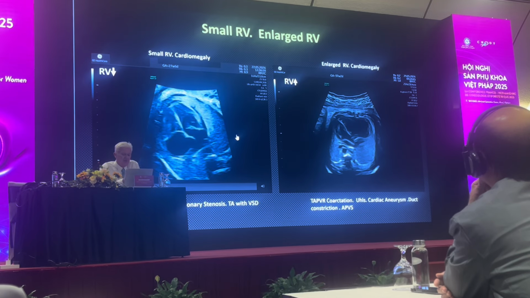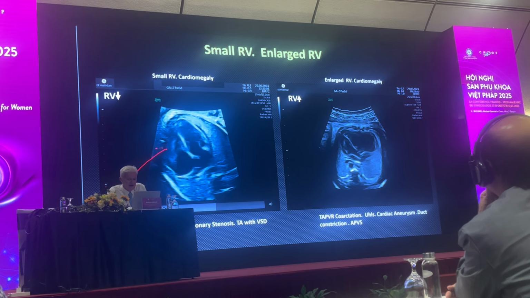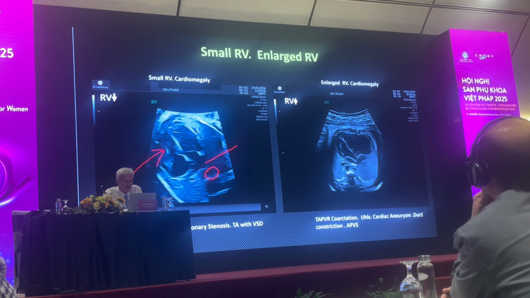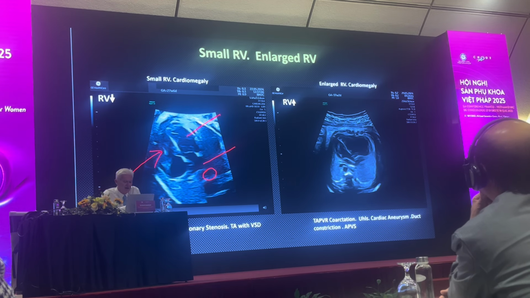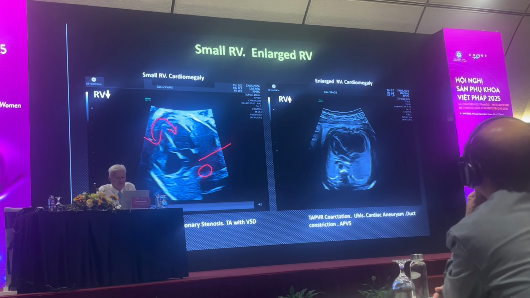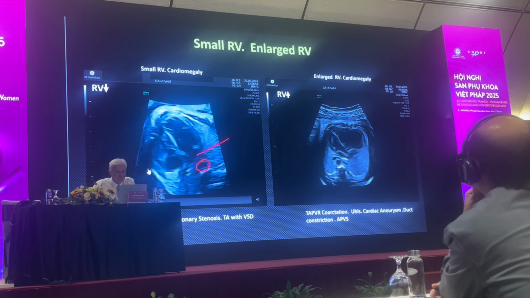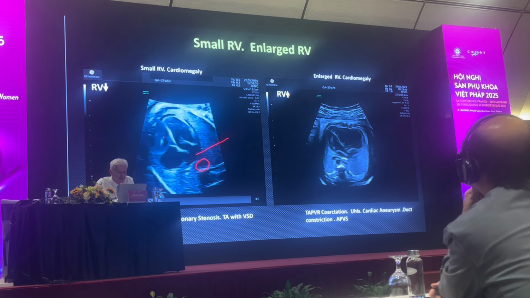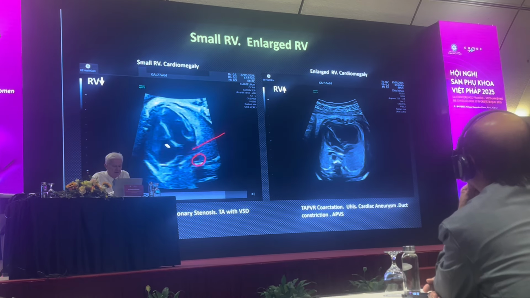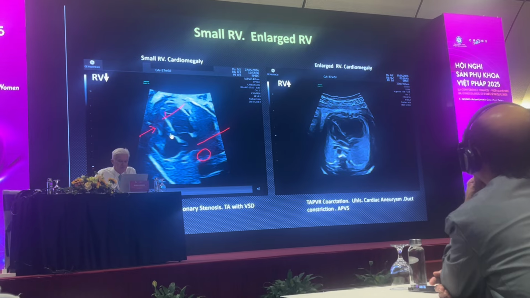On the four-chamber view, you may also appreciate that the right ventricle may be small. So this is the right cardiac ventricle, descending aorta, left atrium, left ventricle, and compare the size of the right and the left ventricle. And you will see that the right ventricle is small. The size of the chamber of the ventricle is significantly smaller. This is all muscle, but the ventricle is small.